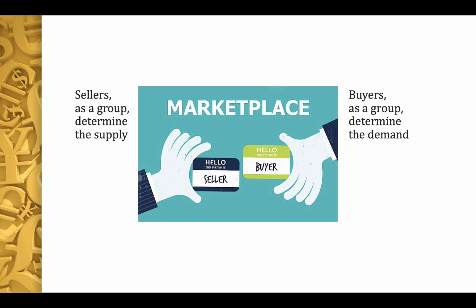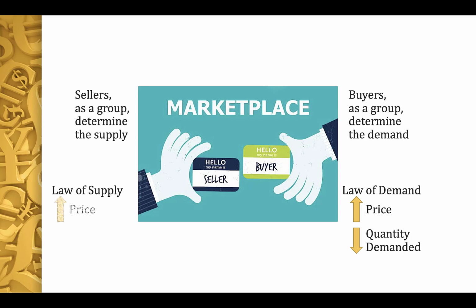So if neither buyers nor sellers can dictate the price of goods in the market, how are prices and quantities determined? By the laws of supply and demand. In the simplest terms, the law of demand states that as the price of a good increases, the quantity of that good demanded decreases. The corollary holds true as well. As the price decreases, the quantity demanded increases. A similar law of supply holds that as the price of a good increases, the quantity of that good supplied increases as well. And the corollary here holds true as well. As the price decreases, the quantity supplied decreases as well.